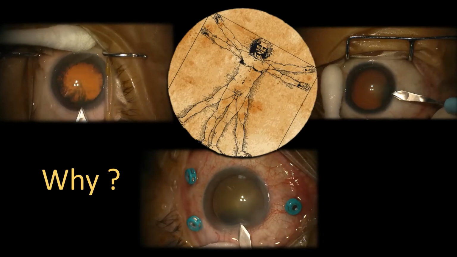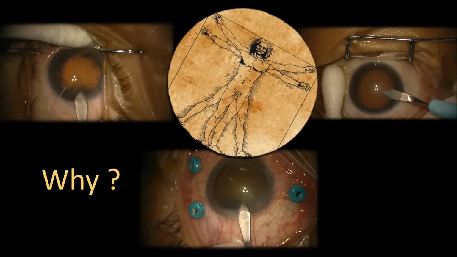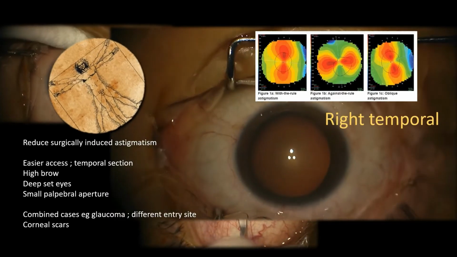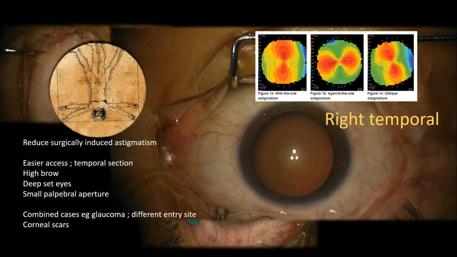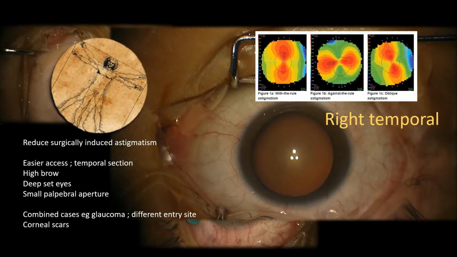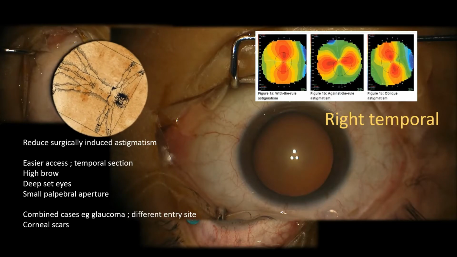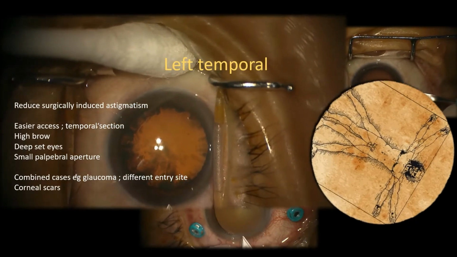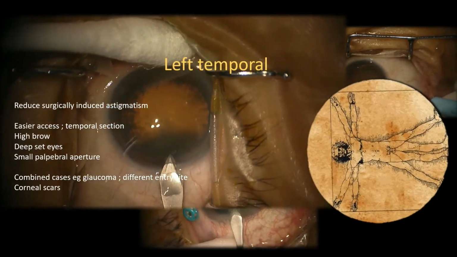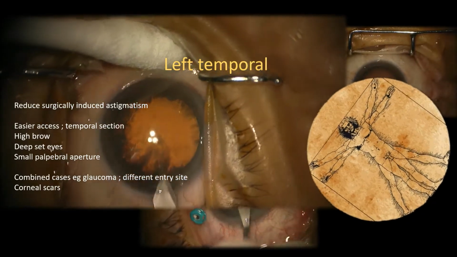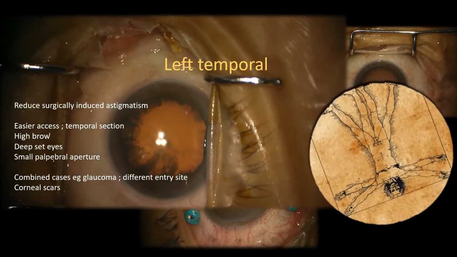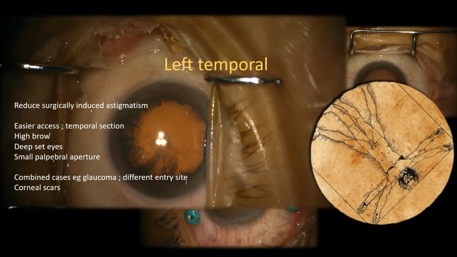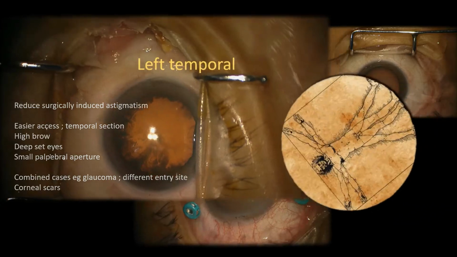So what's the advantage of changing the phaco incision site? The surgeon can reduce the preoperative high astigmatism by making the corneal incision on the steep axis site. Another big advantage is easier access, especially through the temporal section, for cases with high eyebrow, deep set eye, and small ocular aperture.